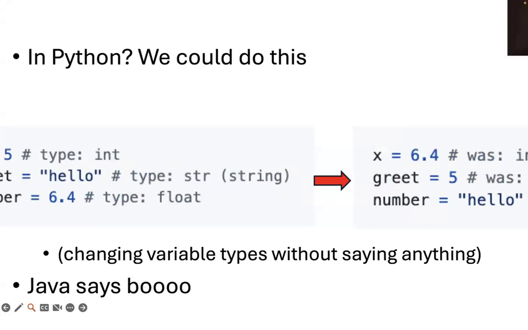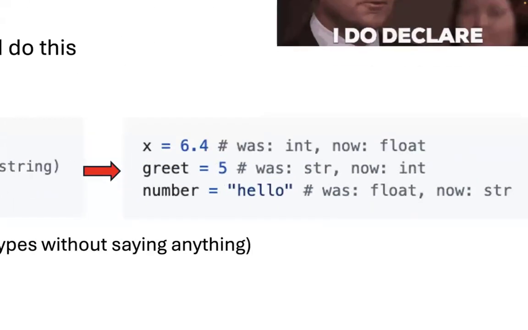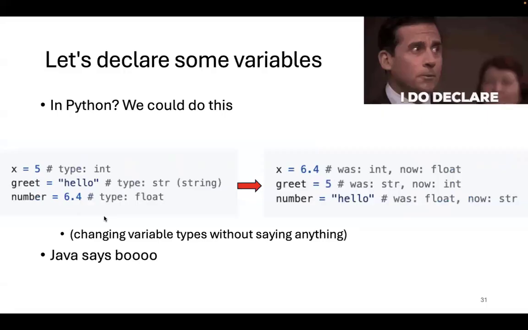But we can also move them around. We can say x was an integer, but now it's 6.5, it's a float. And Python just rolls with it. Greet, it was a string, but now it's 5. Number was a float, but now it's a string. In Python, that's fine. In Java, thumbs down. So we can't change variable types without saying anything.